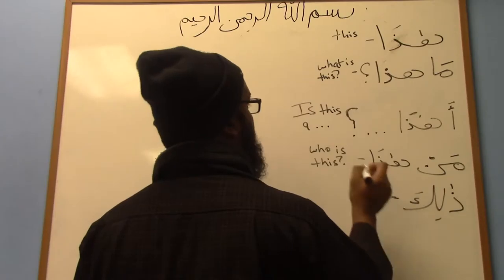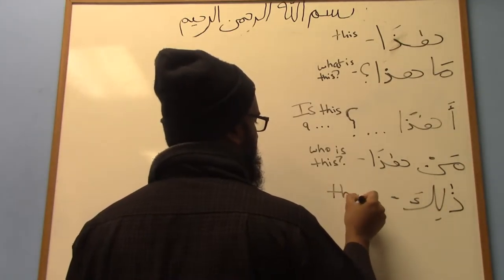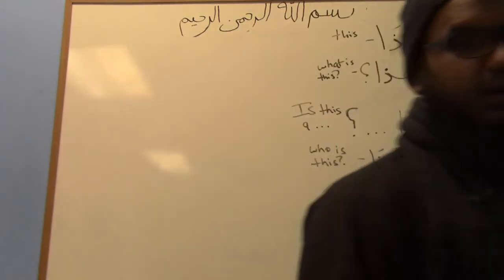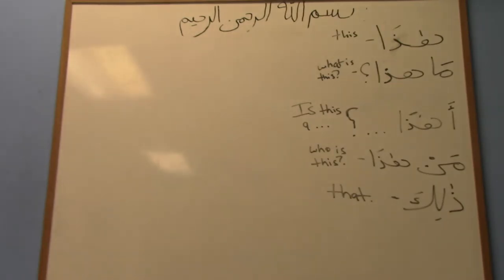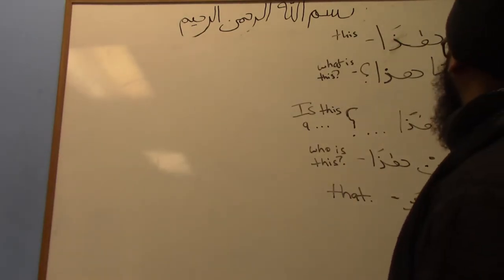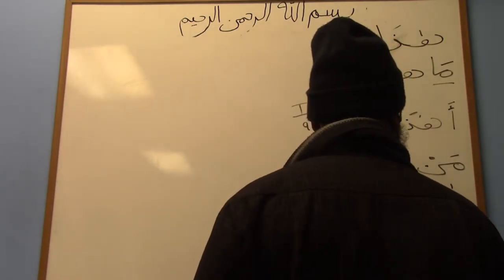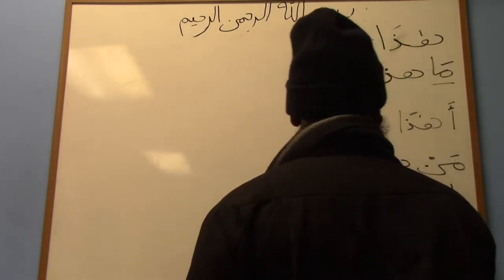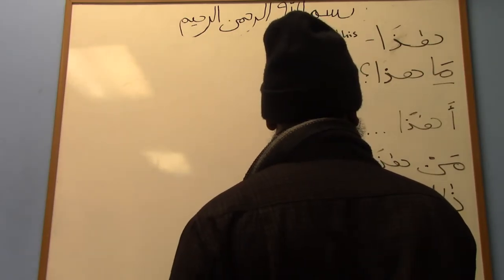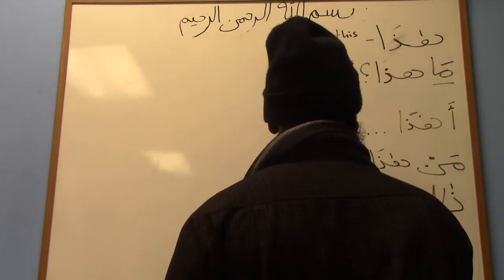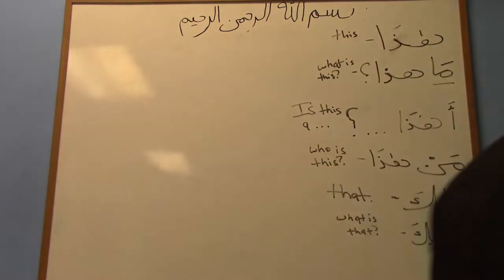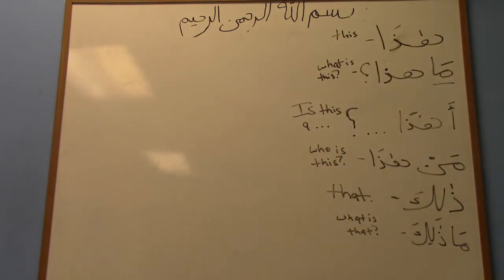Now, hadha means this. Thalika means that. Alright? So we have here, ma thalika. Right? Ma, what do we say ma meant? What? Alright? So we put ma thalika. This means? What is that? Okay? ذَلِكَ نَجْمٌ, that is a star.